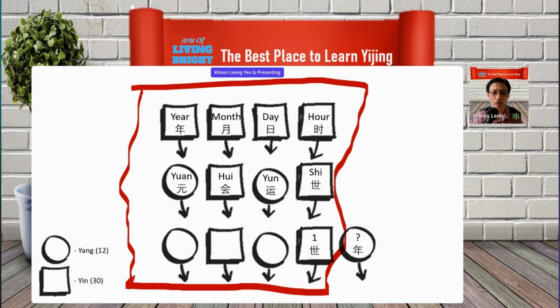元会运势. So let me ask you this. That's why my circle and the square mean like this. The round one is using the 12 to recycle back. The square one is using 30 to recycle back. So it could be 30 days, 30 hours, 30 years, whichever macro level you're going to. Okay, now let me ask you this.